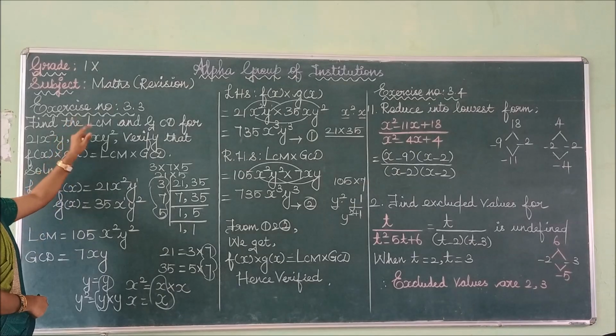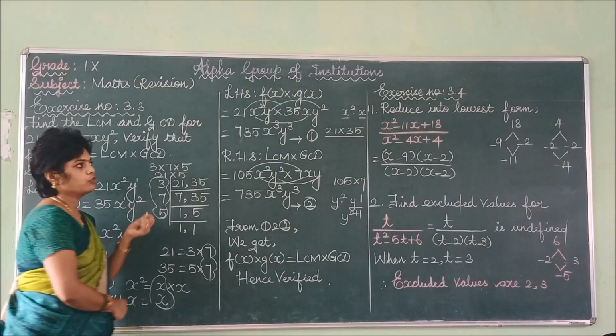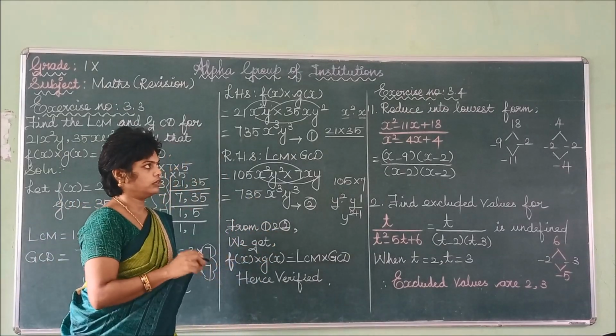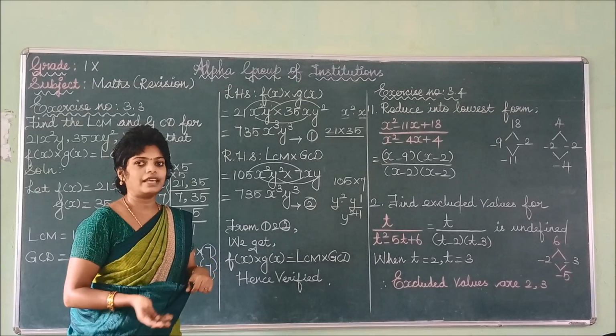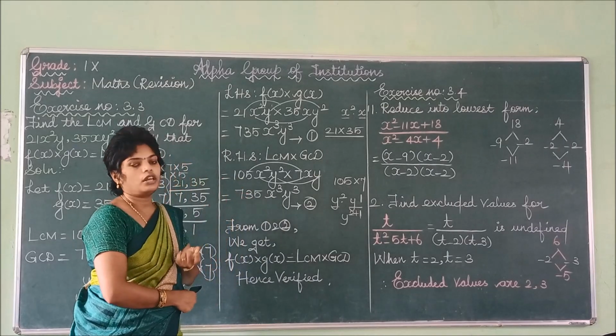So this is exercise number 3.3. Next we are moving to exercise number 3.4. In this exercise there are only two given contents. One is reducing into the lowest form, another one is finding the excluded value. First we are going to find the reduced lowest form.